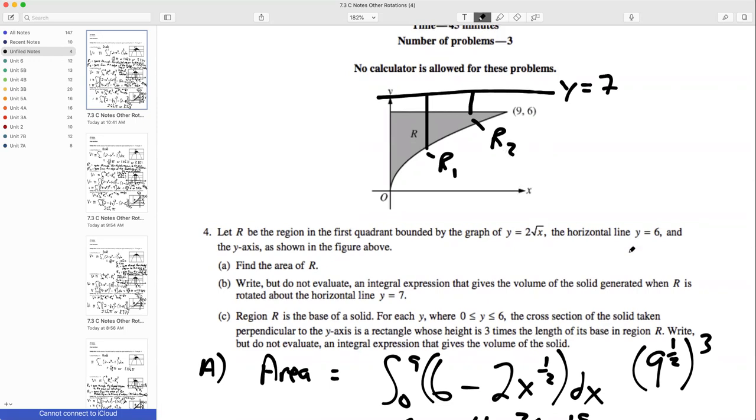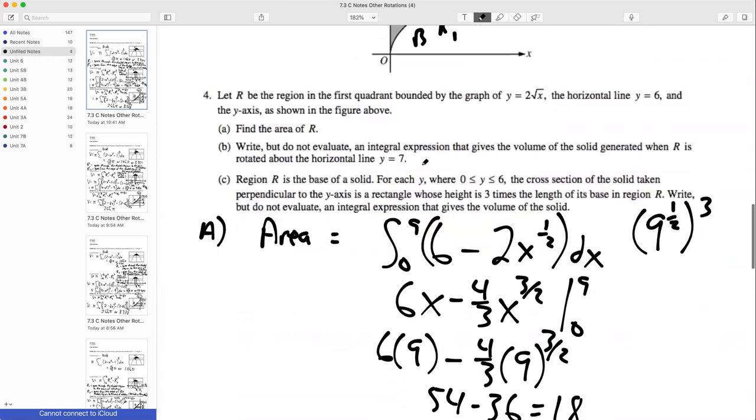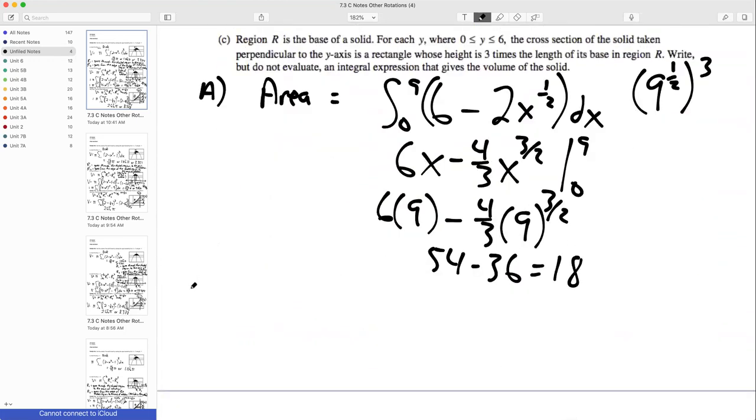I'm also going to label top and bottom. So here we go, part B.